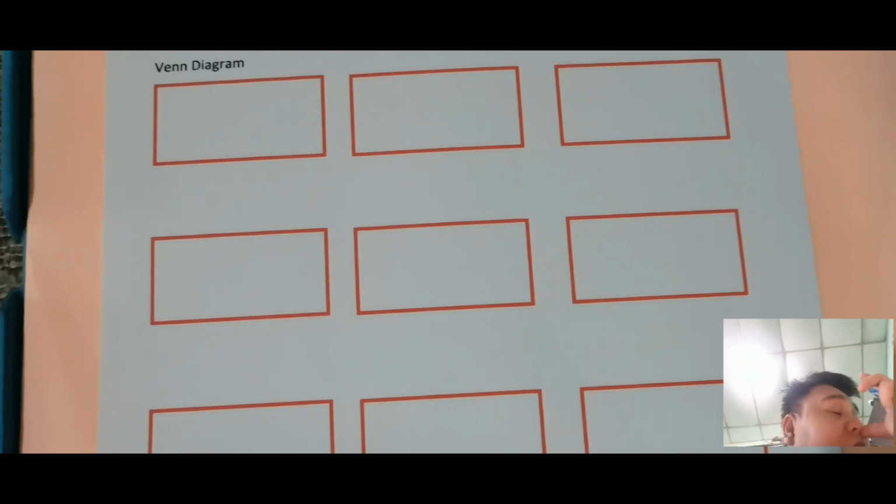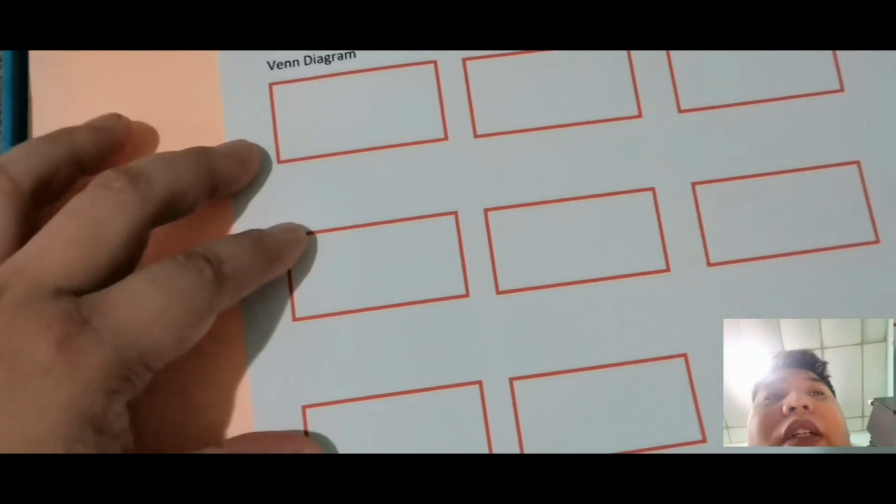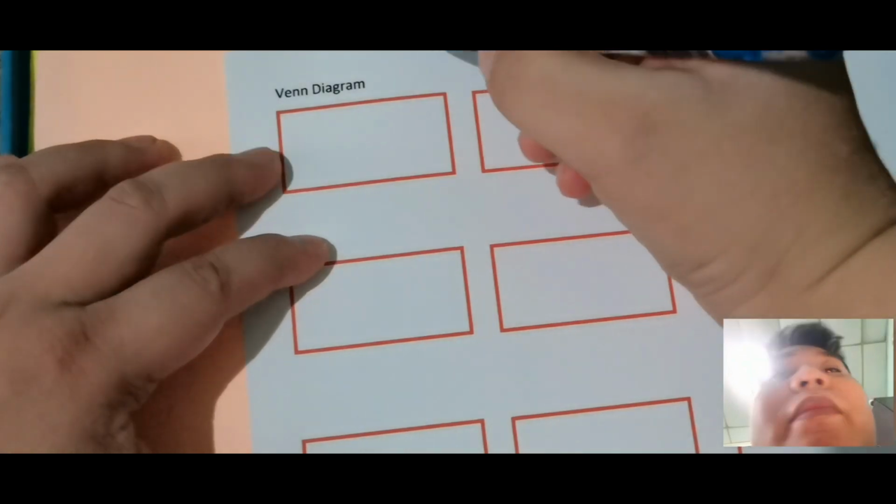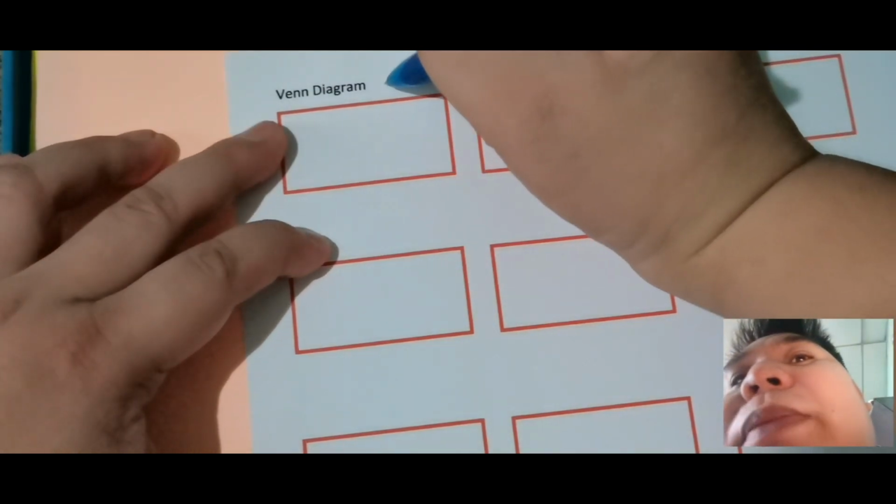Okay, so, mag-start tayo sa una. So, ano ba yung unang Venn diagram na ipapadrawing ni sir? So, una is C, empty. Okay, note, ito yung para kay empty set.